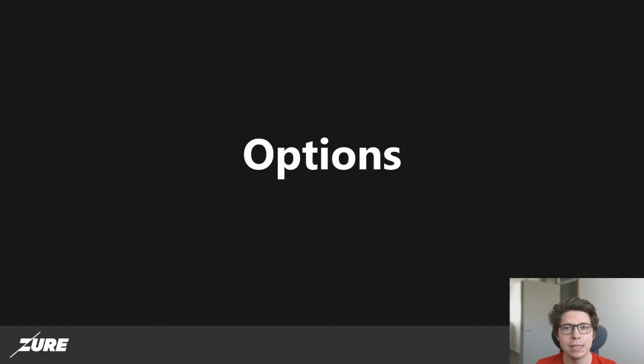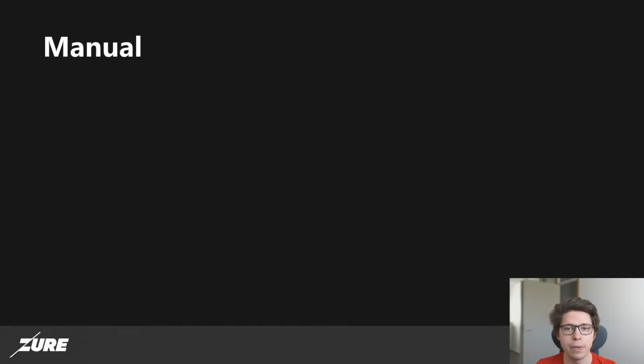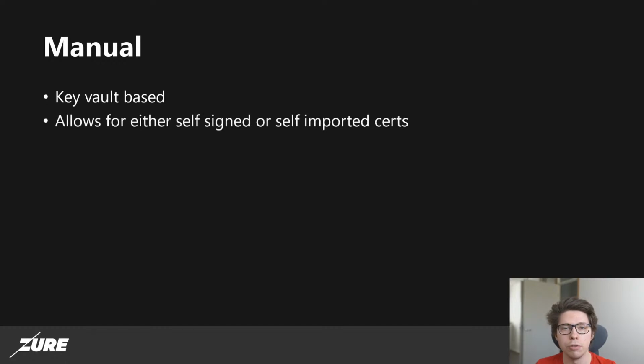First of all, let's take a little look at what options there are. We have a manual way of adding your own certificates. These are always Key Vault based, and Key Vault has the capability to create either self-signed or self-imported certificates. On top of this, there's also the capability to add your account for DigiCert or GlobalSign to your Key Vault, and this allows you to also provision real certificates from those CAs.